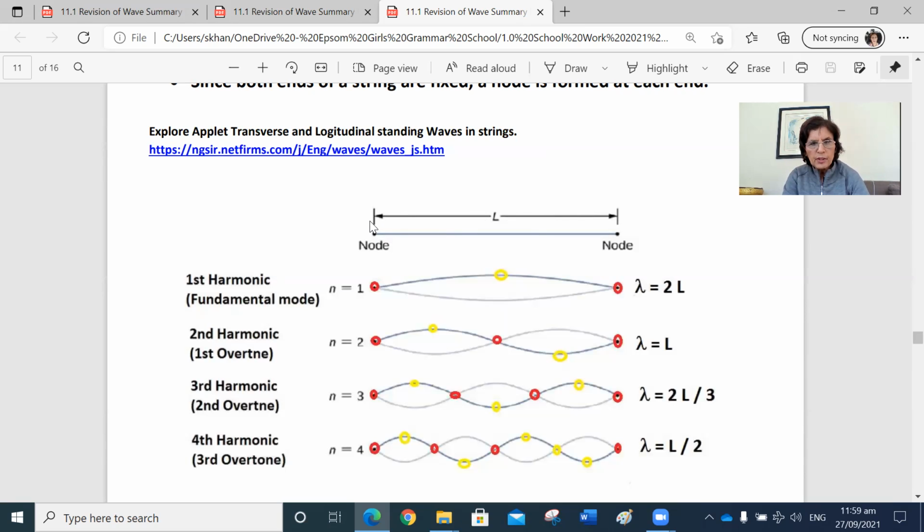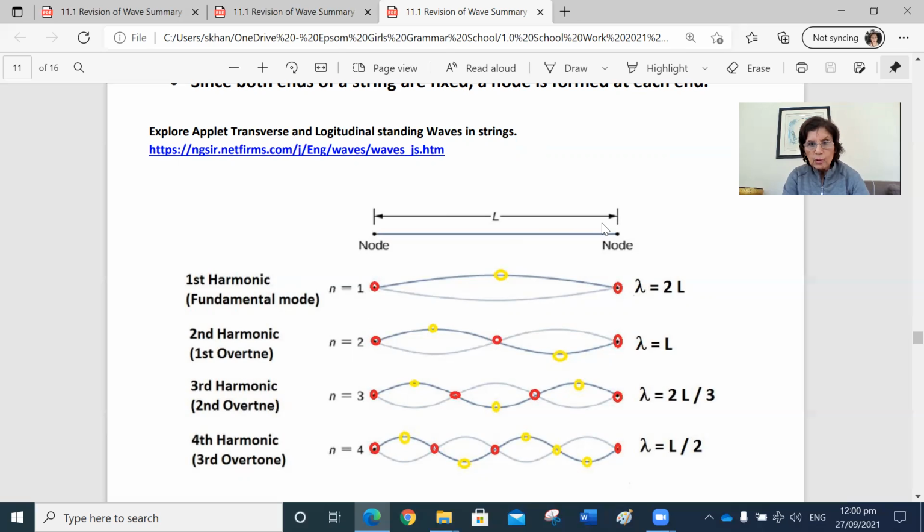However, if the frequency of the spinning or movement of the string is changed, then the pattern will change. The lowest frequency is where the string moves like this one, so these 2 points are the nodes, and this is the antinode. That's called the first harmonic. In the first harmonic, the wavelength of this pattern is twice the L, because from here to there is half a wavelength. So what you will be asked is to calculate the frequency. If you are given the speed and the length, then using the equation v equals f lambda, you can calculate the frequency.